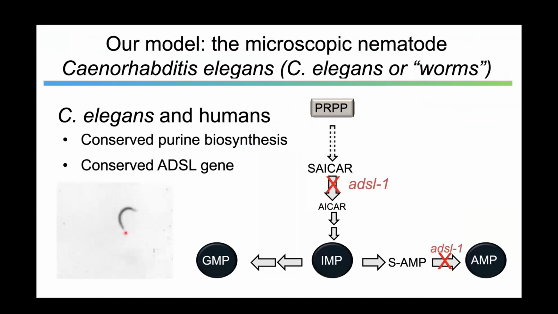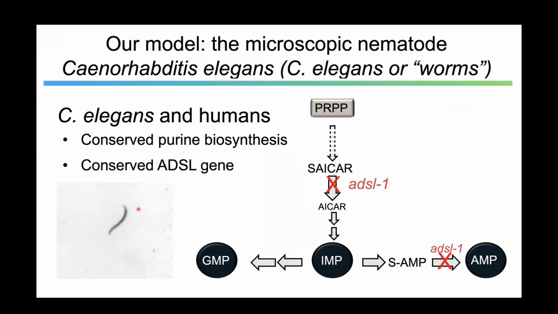Okay, so we use this microscopic nematode, and this movie here is showing you what the little worm looks like. They're about a millimeter long. The reason we use them is that we can do genetics, we can do experiments, we can do a whole lot of stuff with these animals. And they also have purine biosynthesis that's just like what you see in humans, right? So this pathway you've seen before, and C. elegans has the exact same pathway, conserved ADSL gene.